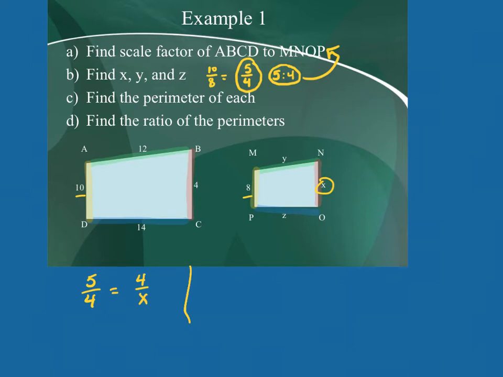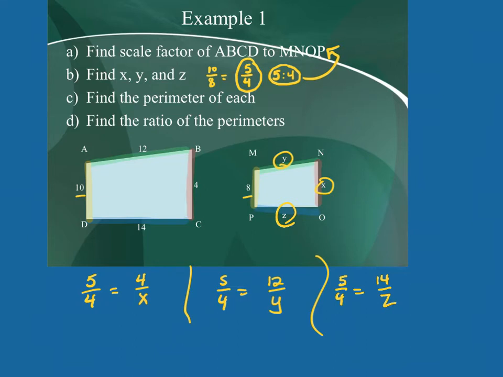Then I want to set up Y. So Y is here, which means 5 to 4 would equal 12 to Y. And then the last one, Z is here, 5 to 4 would equal 14 to Z. So I'm going left, right.